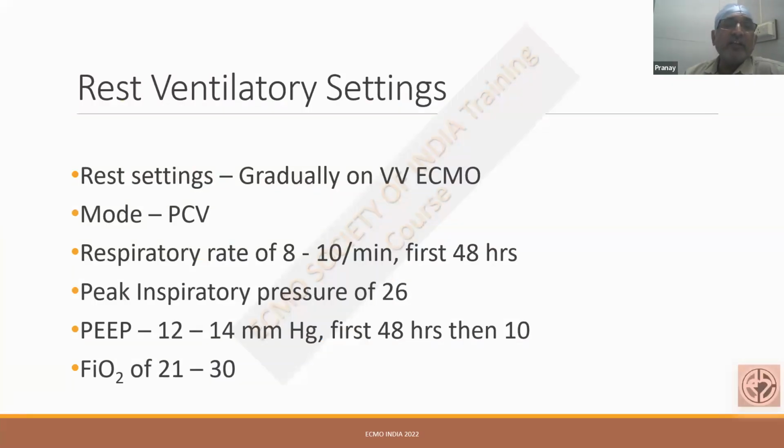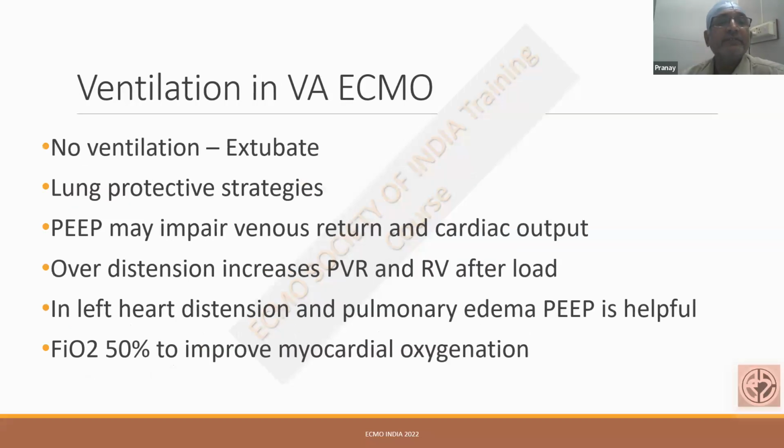So the consensus on rest ventilator settings, which most centers follow, is pressure control mode with a respiratory rate of 8 to 10, peak pressures of less than 25 to 26, PEEP of 12 to 14 for the first 48 hours and then 10, and FiO2 of 21 to 30. Okay. What about ventilation on VA ECMO?